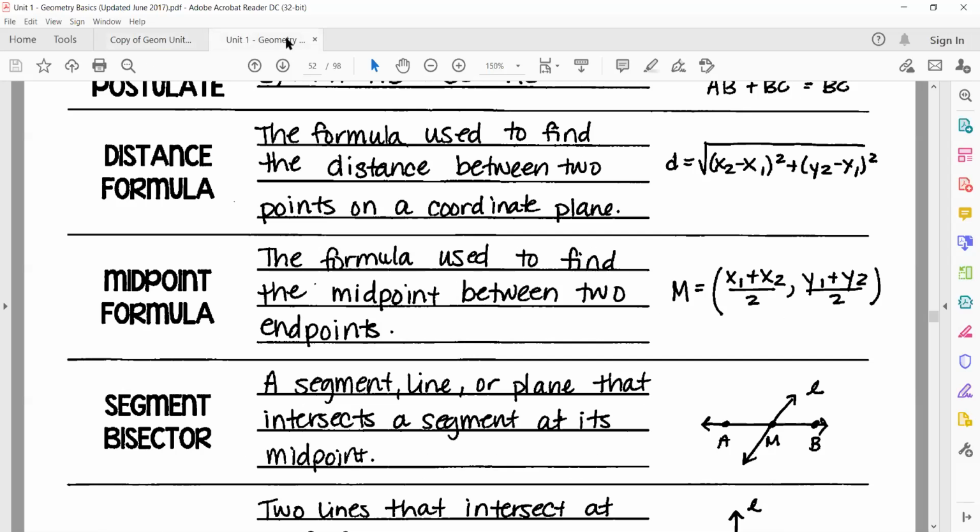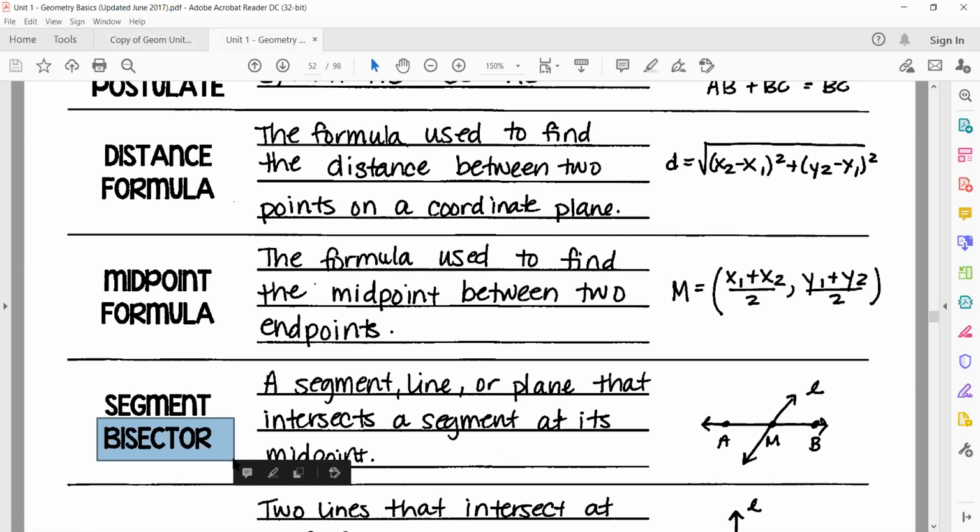Segment bisector and ray. Segment bisector. If you're not familiar with that word bisector, get used to seeing it. It means you're cutting something in half: two equal halves, two congruent halves.